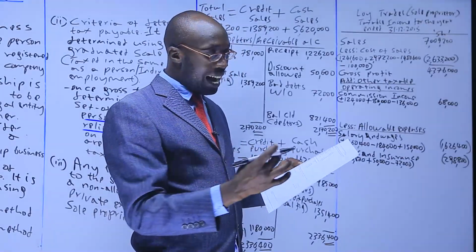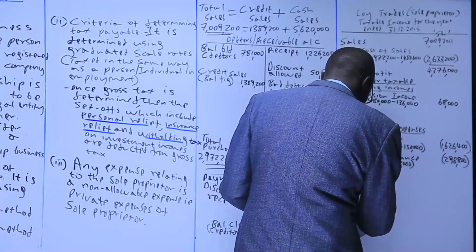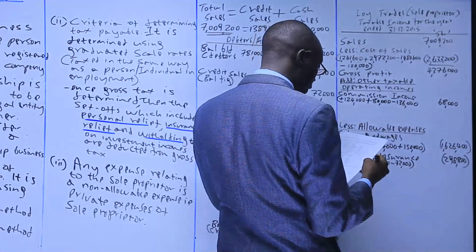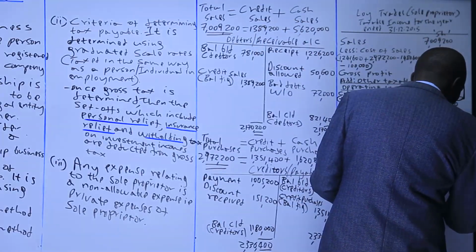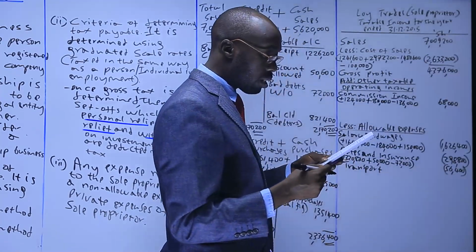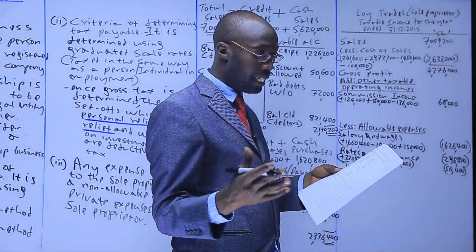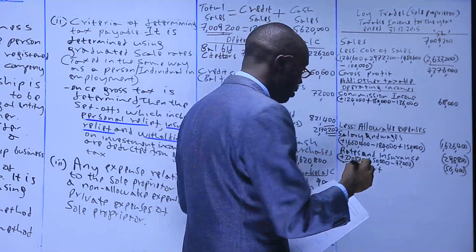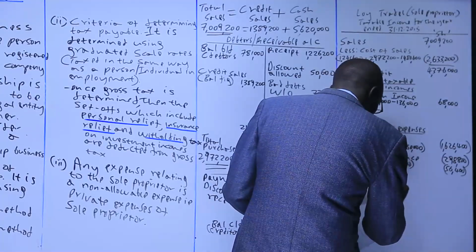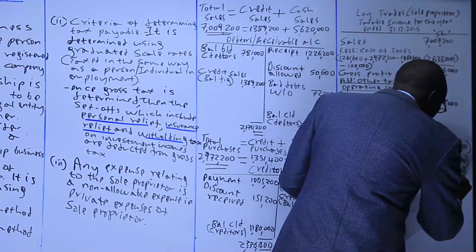Transport is allowable and it isn't mentioned anywhere else. So transport, which you have 56,400. After transport, bank charges. Bank charges are also allowable. They are for business and they are not mentioned anywhere else. Bank charges, which we have 3,000.